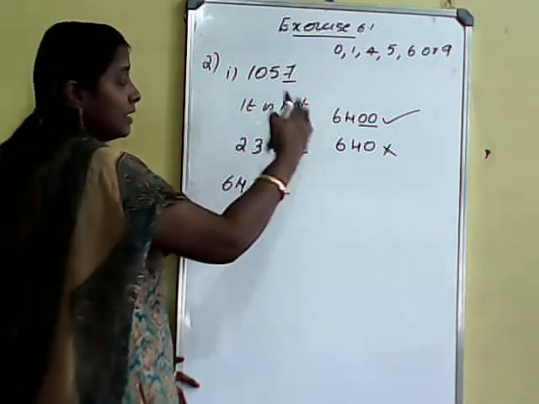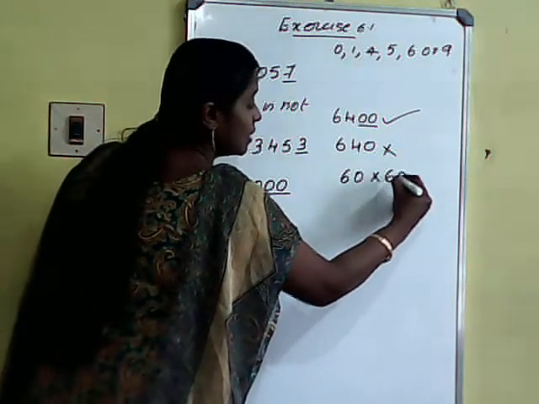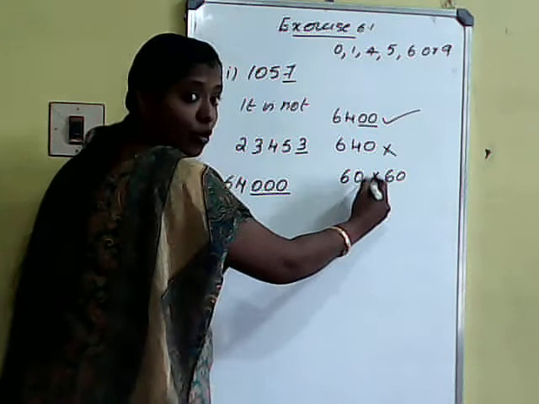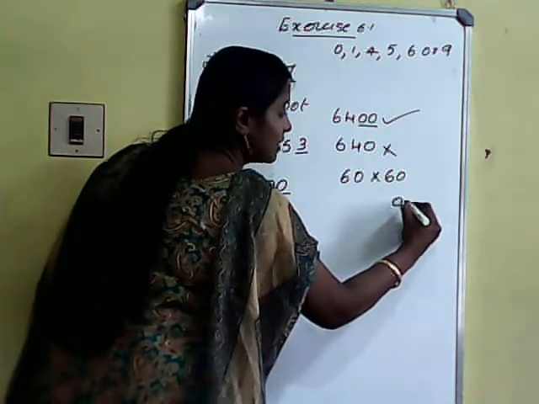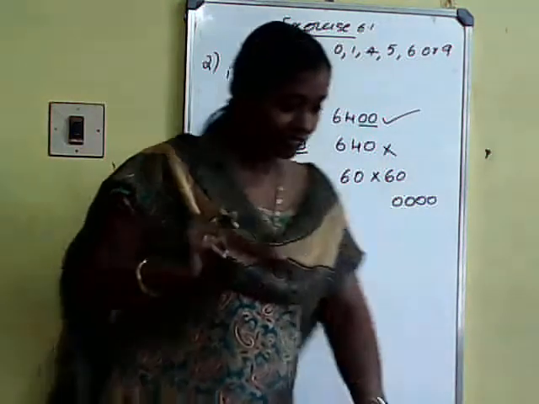Okay. The number containing 0. That means 60 into 60. So here we take only 0. But in the square, how many zeros are there? 4 zeros are there. That is the reason. Clear? Then the next one.